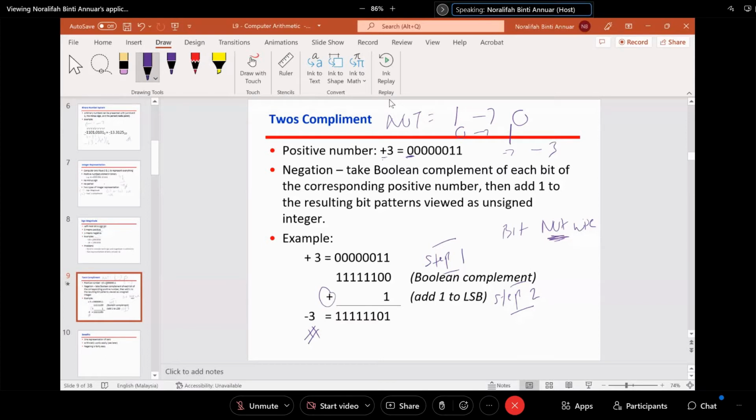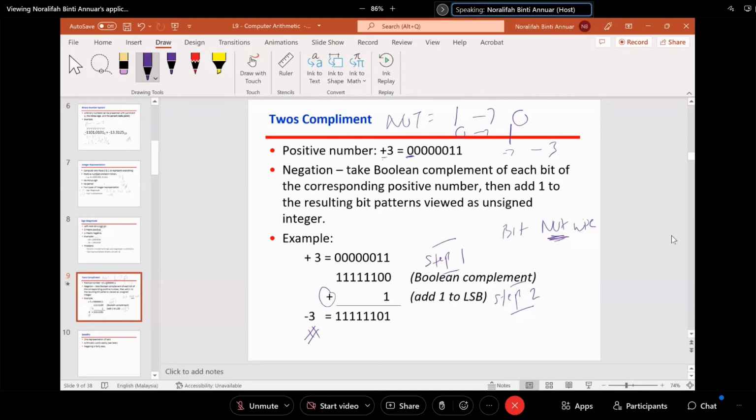Can you follow? This is the basic one. Can I get some feedback? So far okay? So remember there are only 2 steps. This is how your computer works. It seems complicated. It seems to us a very easy negative 3, but this is how your computer converts it, because they only understand binary.